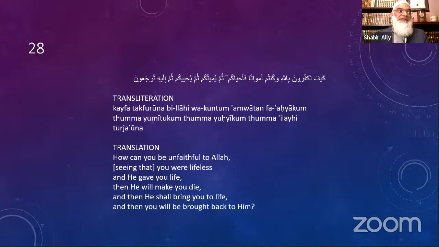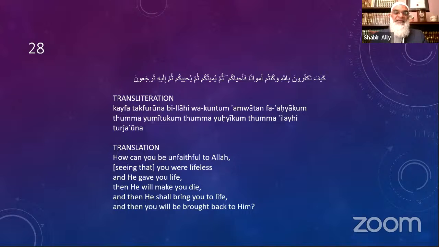Here, the unfaithful is takfurun. Takfurun is the same word from which we have kufr, which means disbelief. But here it is in the meaning of being ungrateful. And in the Quran, the same word is used for both: one, for disbelief, and two, for being ungrateful to Allah Azza wa Jal. So Allah is asking us, how can you be ungrateful to Allah? Or as the translation here says, unfaithful to Allah, seeing that you were lifeless and He gave you life.